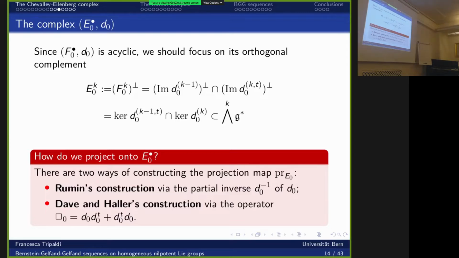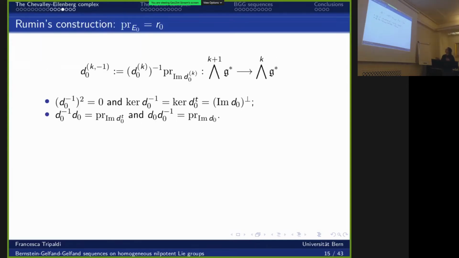Okay, so how do we project onto E0? Usually, what Rumin has done is to construct a partial inverse of d0, and we'll see that this BGG construction uses the Laplacian, the box Laplacian of d0. So let's have a look at Rumin's construction.